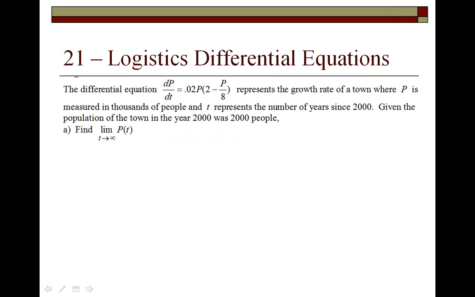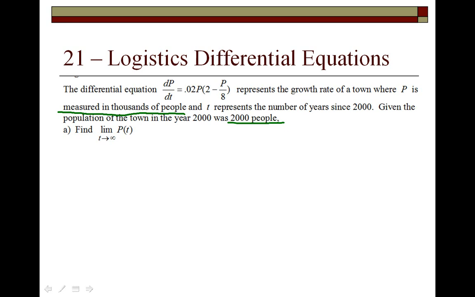We have the differential equation dP/dt is equal to 0.02P times (2 minus P over 8). Okay, this represents the growth of a town where P is measured in thousands. Really read these things carefully so you know what your units are. T represents the number of years since 2000. Given the population of the town in the year 2000 was 2,000 people, sometimes you have to use that information as part of the problem.